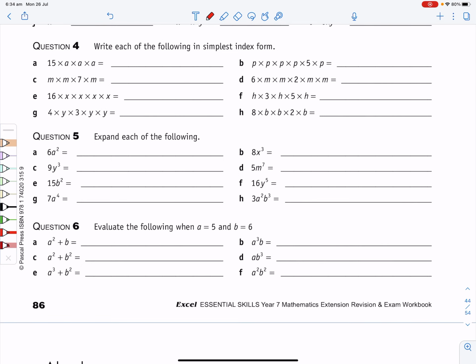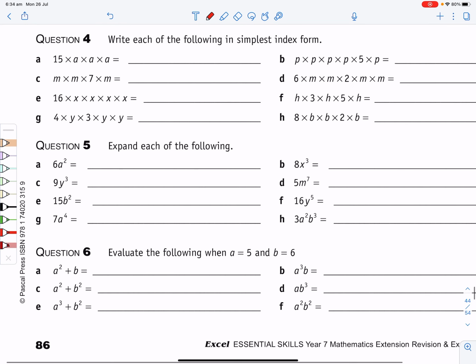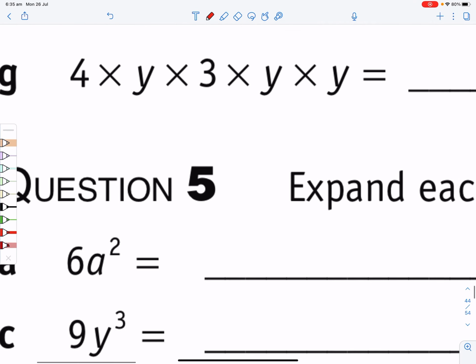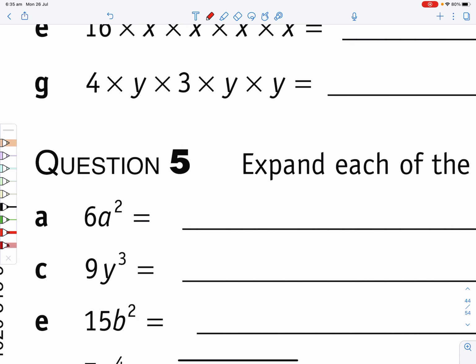Question 4, write each of the following in simplest index notation. Well, 4a is 15 times a times a times a, which is 15a cubed. Okay. Let's move on now to question G down the bottom. Okay. Right. 4 times y times 3 times y times y. Well, because everything is being multiplied, you're allowed to do 4 times 3 first, which is 12. And now multiply all the y's. So 12y cubed.